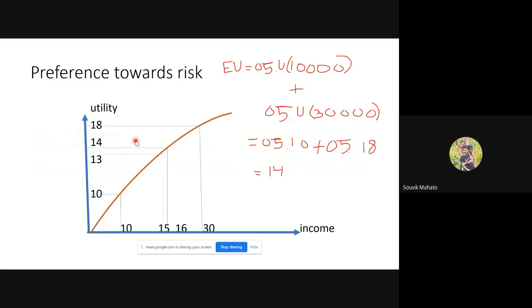Okay, ma'am. Job 1 is giving you 15,000 certain, and expected utility for the uncertain job is 14. But to get 14 level of utility, your certain income should be 16,000. But as job 1 is giving you only 15,000, you are leaving it, because you need 16,000 at least to have the same level of utility. So this is just a cross check type of thing.